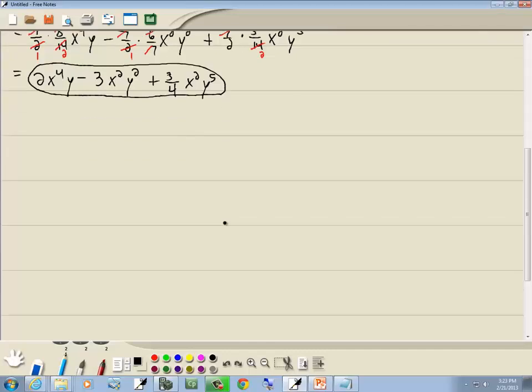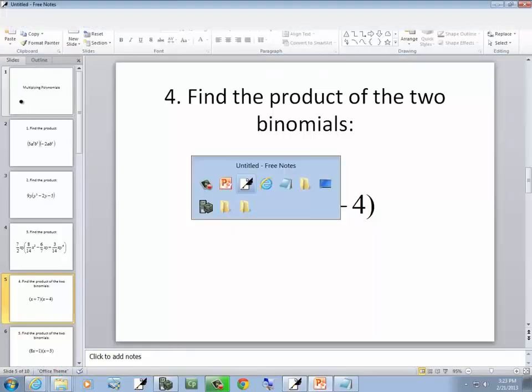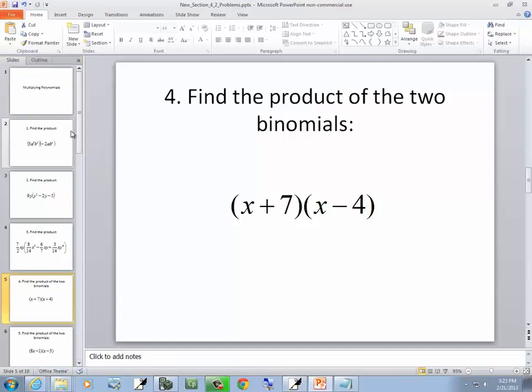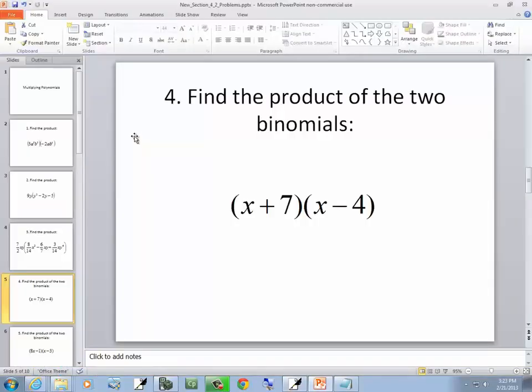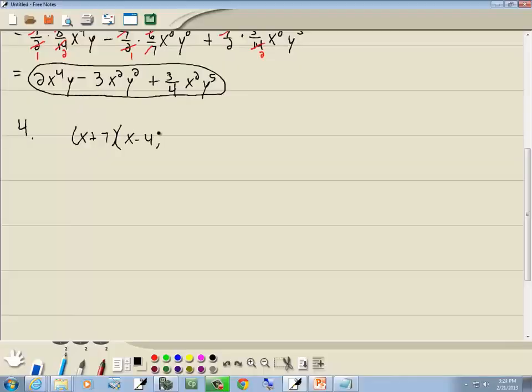Let's take a look at this one. We got x plus 7 times x minus 4. Now we got two terms in our first set of parentheses, and we got two terms in our second set of parentheses. So I'm going to take my first term in the first set of parentheses, the x, multiply it times each term over in the second set of parentheses. I'll also take my second term in my first set of parentheses and multiply it times both terms in the other parentheses. So I'm just going to follow the lines here. So we're going to take x times x.